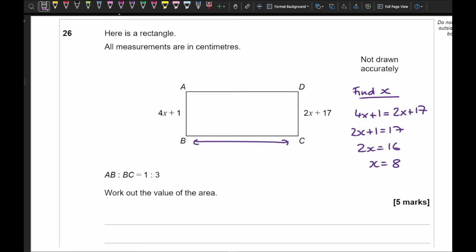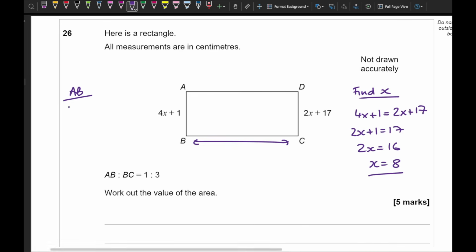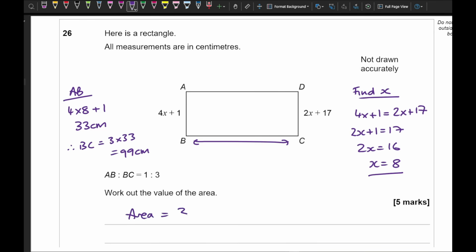And once I know that x equals 8, I can then work out the length of AB. So AB is going to be 4 times 8 plus 1. So that's going to be 33 centimetres. So therefore, BC is 3 times that length. So it's going to be 3 times 33, which is 99 centimetres. So then the area of the rectangle is going to be 33 times 99. And if I type that into my calculator, I get an answer of 3267 centimetres squared. And that concludes the end of this paper.